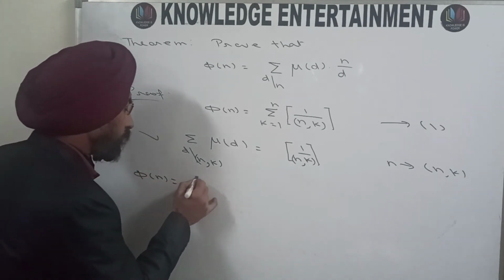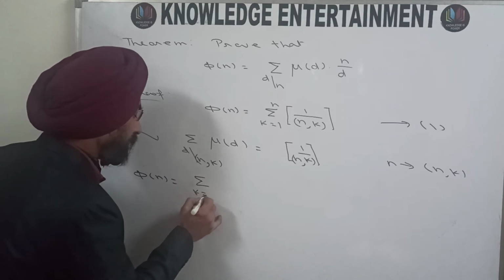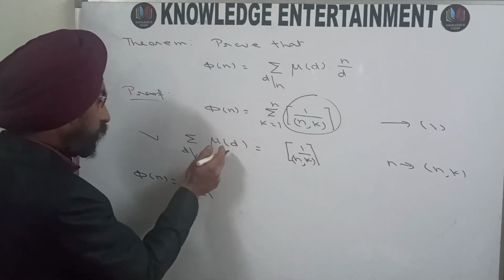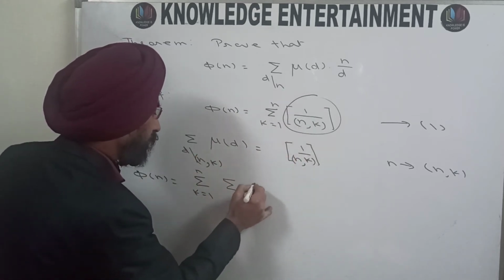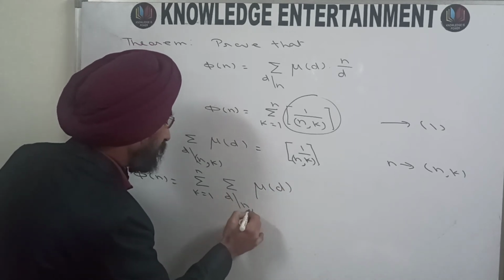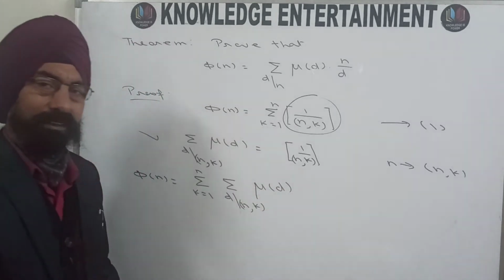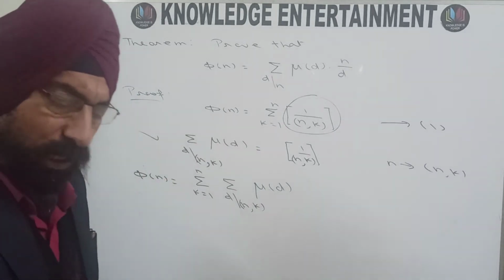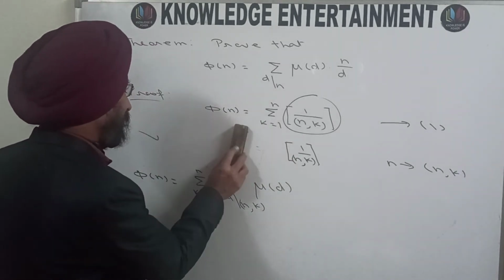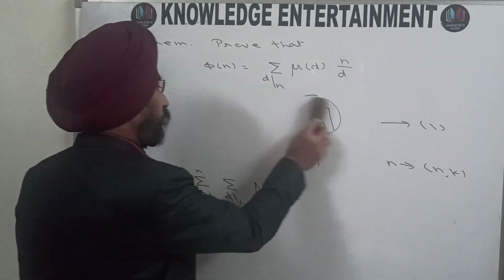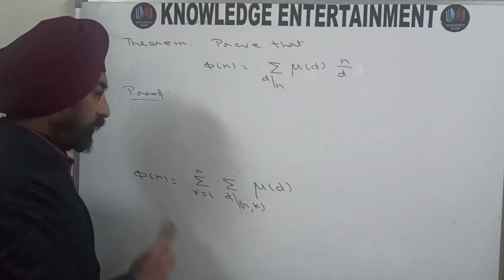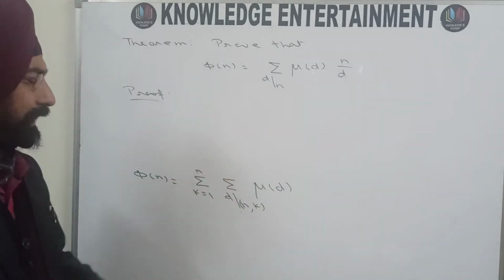So equation number 1 will become phi n is equal to sigma k varying from 1 to n, and for this you substitute sigma mu d, d dividing GCD of n and k. Okay, and now I am rubbing these two steps because I will no longer need these two formulas for this theorem. I need space to write more steps, so I am rubbing these steps.